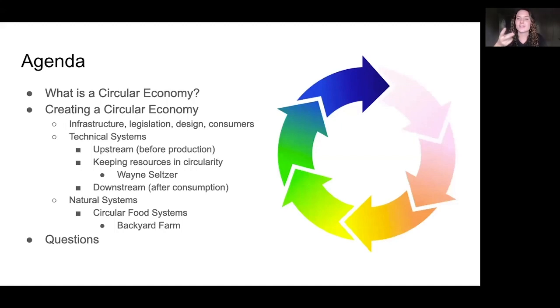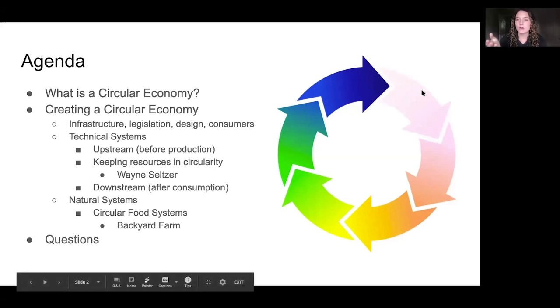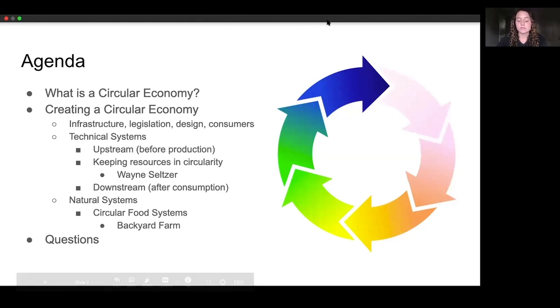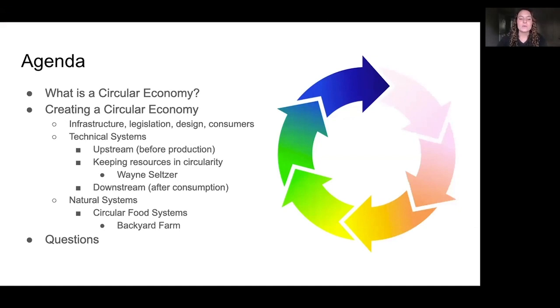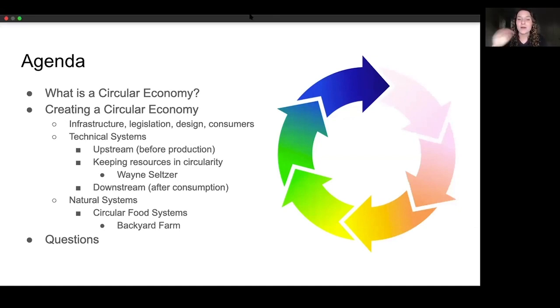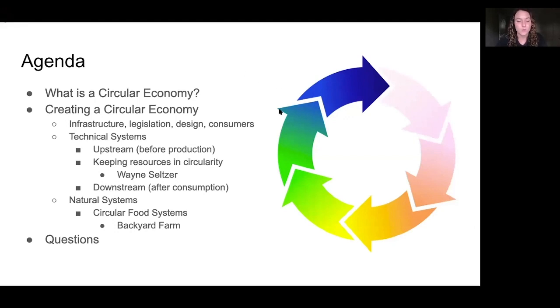We'll have two wonderful guest speakers. You can see their little squares up here. So Wayne, who will talk to us about repair right in the middle, and then Leandra from Backyard Farm, who will talk to us about closing the loop on the organic system at the end. So that's where they will come in, and we're really lucky to have them here tonight. We will be talking for about 90 minutes in total. I promise it's all good stuff. It will all be interesting, in my opinion anyway. And then at the end, we should have about 30 minutes for questions.